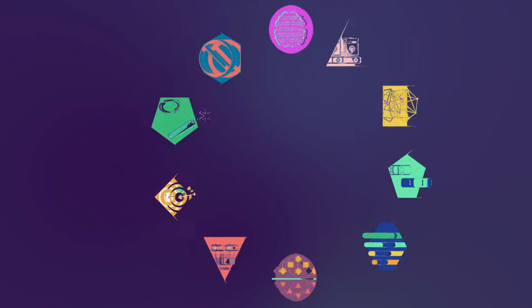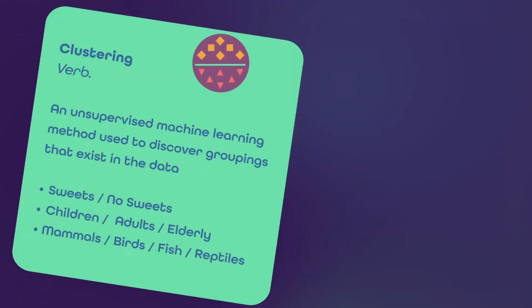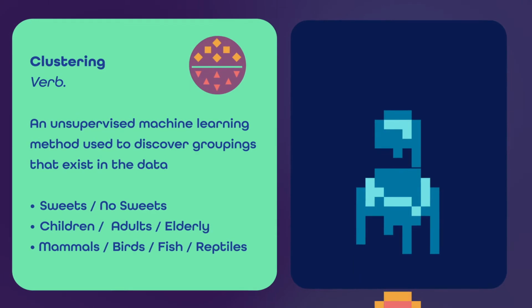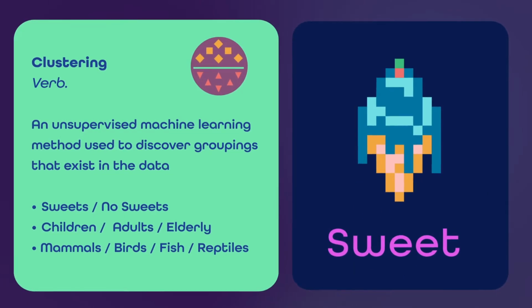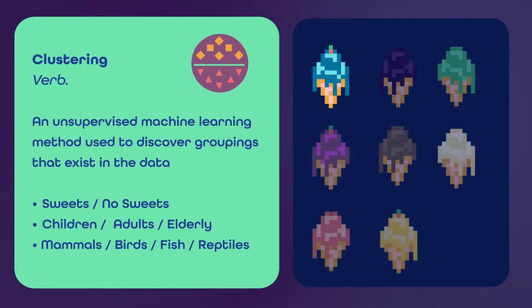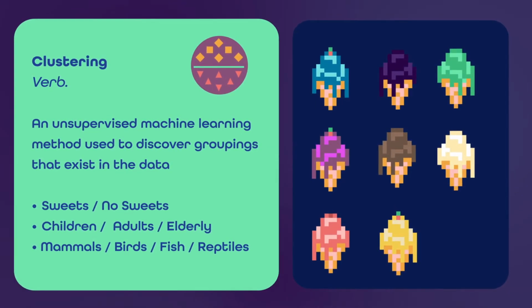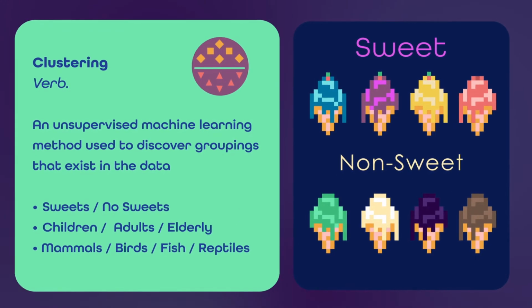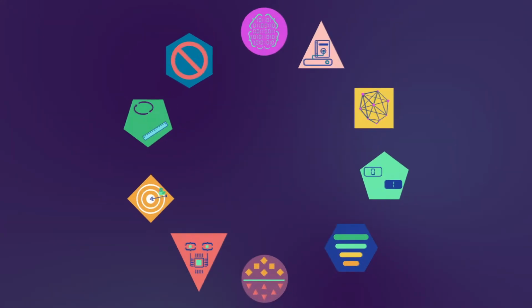Sixth, we have clustering, an unsupervised machine learning method used to discover groupings that exist in the data. Let's say an ice cream shop is looking to analyze customer behavior by clustering their customers into groupings of people who buy sweets and who don't buy sweets. Using clustering, the ice cream shop can recommend new flavors based on new customer preferences.